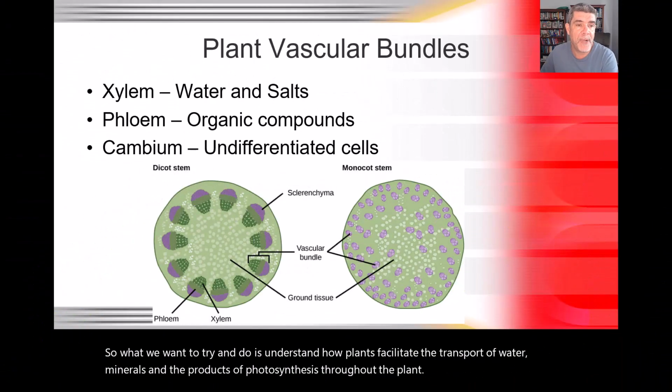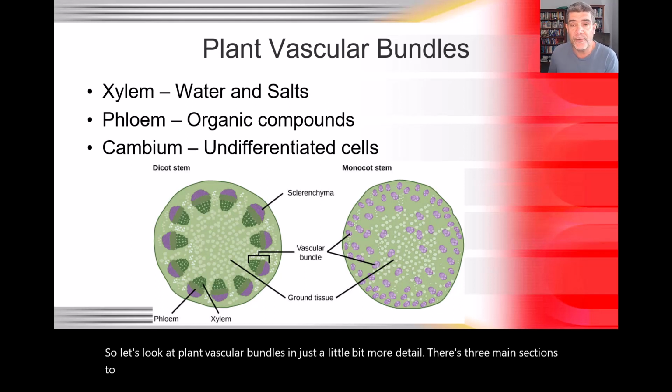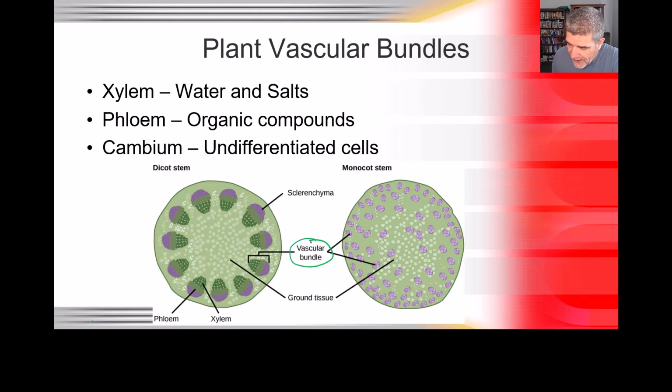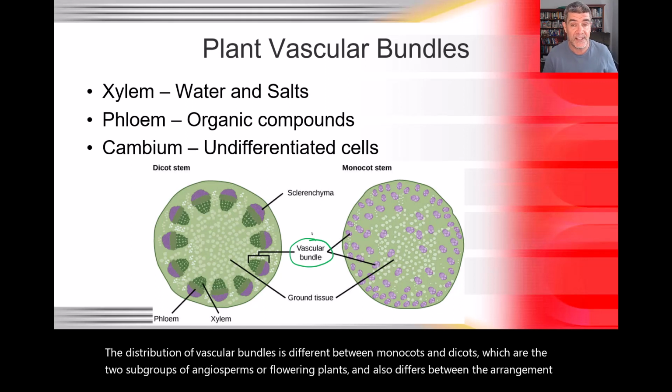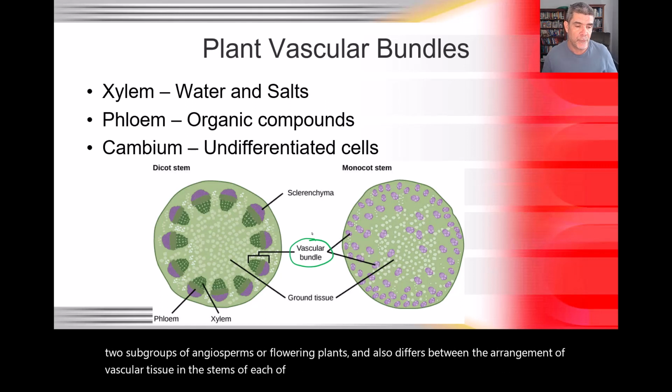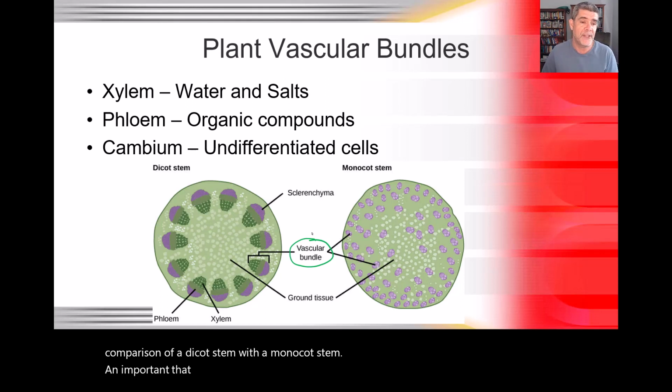So let's look at plant vascular bundles in just a little bit more detail. There's three main sections to a vascular bundle. The distribution of vascular bundles is different between monocots and dicots, which are the two subgroups of angiosperms or flowering plants, and also differs between the arrangement of vascular tissue in the stems of each of these types and also the roots. So I've got here a comparison of a dicot stem with a monocot stem, and important that you also have a look at the difference in the distribution of vascular tissue in the dicot root against the monocot root.